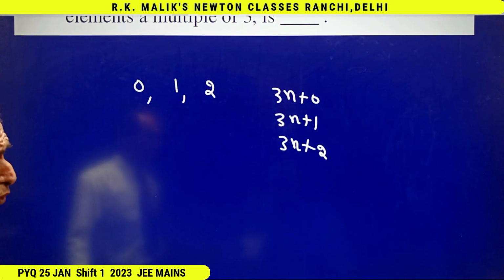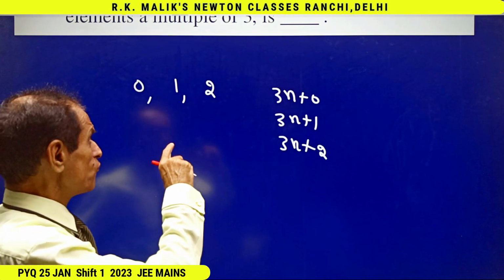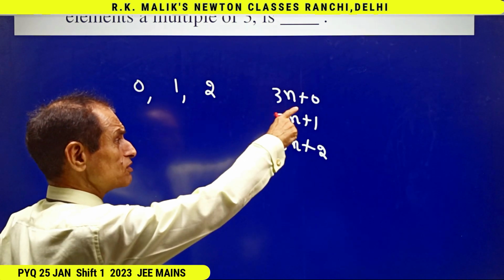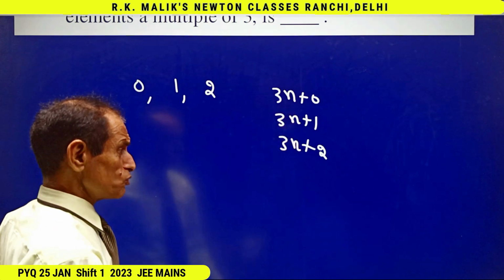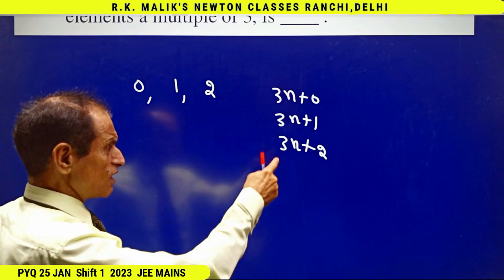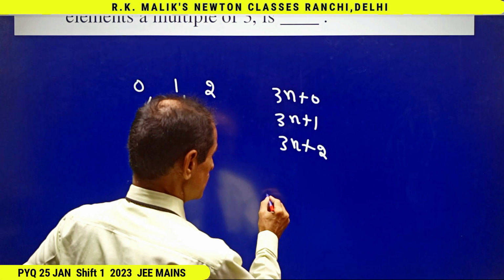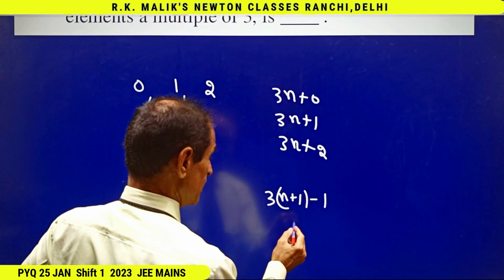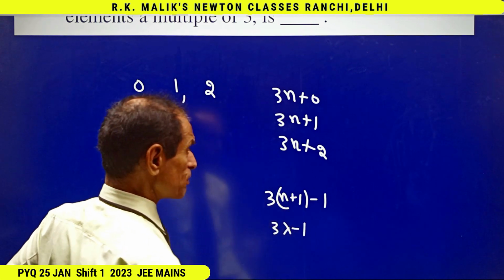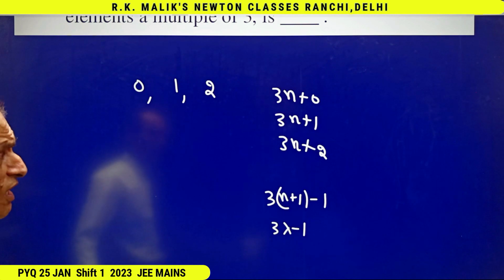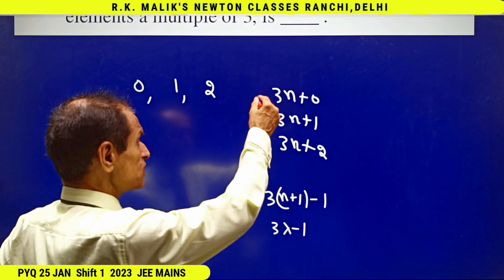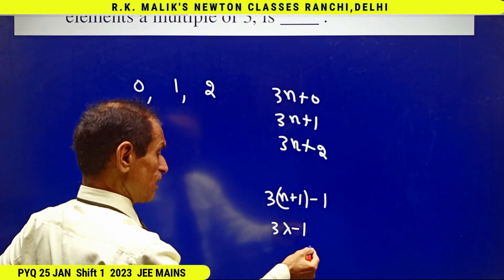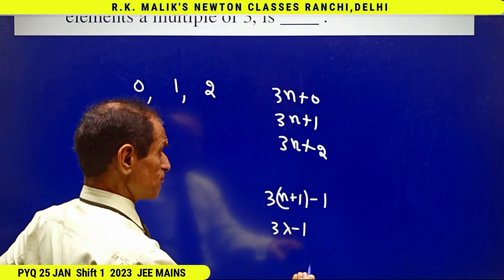But note that a very important thing I am going to tell you. It's very helpful in thinking the solution of a question. As I told you, every natural number is either in the form of 3n plus 0, 3n plus 1 or 3n plus 2. It is also clear that the number in the form of 3n plus 2 can also be written as 3 into n plus 1 minus 1, that is, 3 lambda minus 1. So every natural number is either in the form of 3n, 3n plus 1 or 3n minus 1.